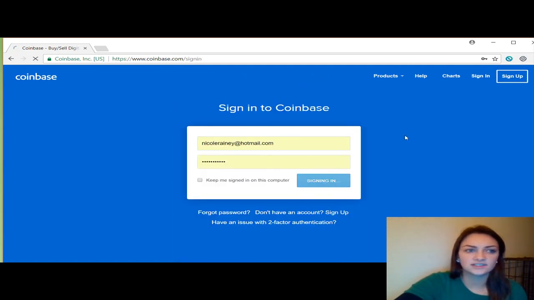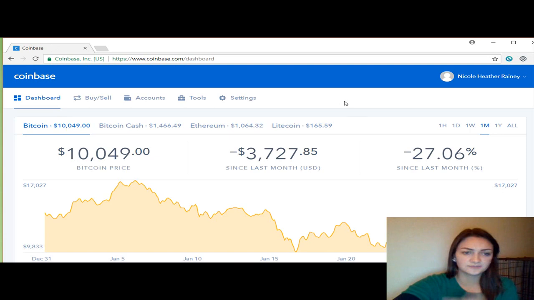I'm of course just going to sign in. I'm not going to pretend to be someone who I'm not. And you should come to this screen right here. First, a couple things I'm going to point out is that there are 5 main tabs up on the top. You've got dashboard, buy and sell, accounts, tools, and settings.